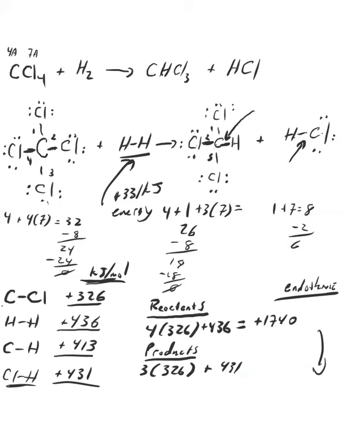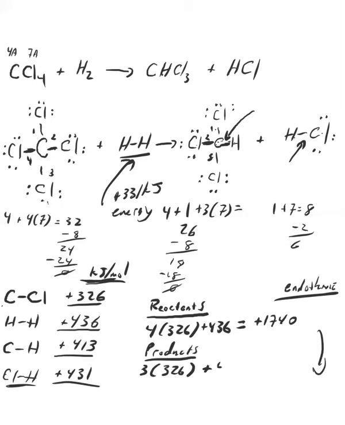So 431 was the CLH, right? Okay, so let me put the 431 later. Okay, so let's go back over the product. We have these 3 bonds here, but we also have a CH. Thank you. So there we go.